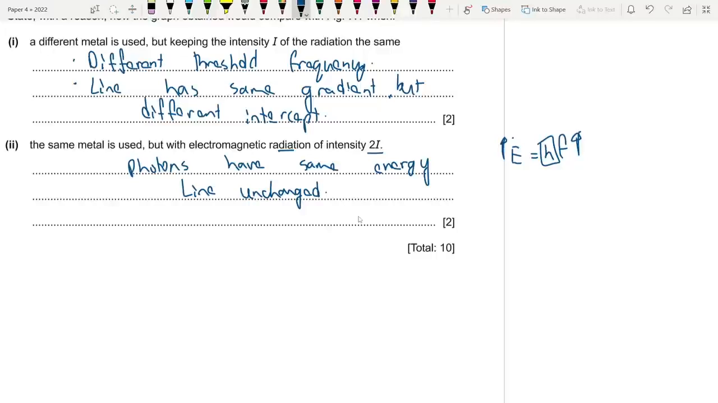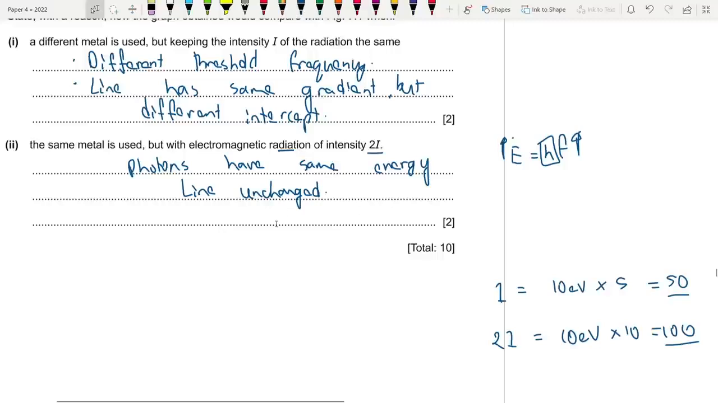So for example, how is intensity calculated? If we have a certain frequency, for that frequency each photon has an energy of 10 electron volts. Suppose we had 5 photons, that would give us an intensity of 50, right? Now for twice the intensity, what could we do? Each photon could still have the same energy, right? But we'd have 10 photons per unit time instead. That would give us an answer of 100. But the number of photons doesn't really have an impact on this graph.